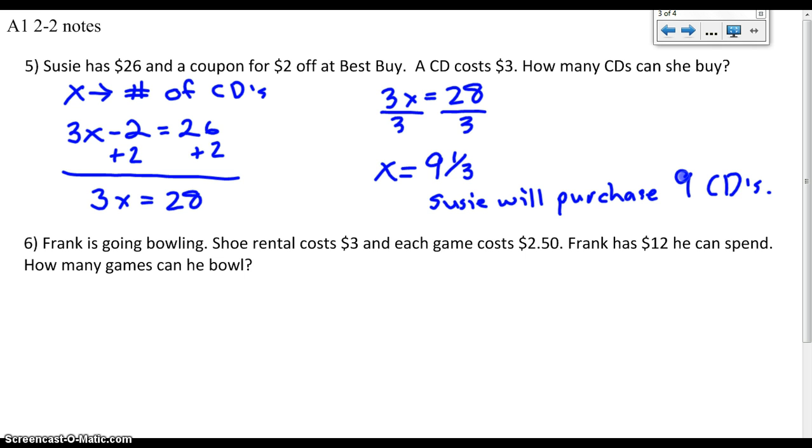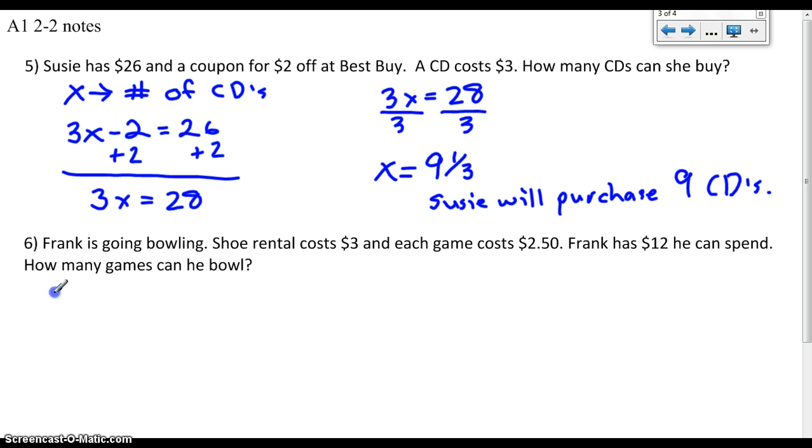All right, on the next one, Frank is going bowling. The shoe rental is going to cost him $3, and then each game that he bowls will be $2.50. He has as much as $12 that he can spend. How many games could Frank bowl?